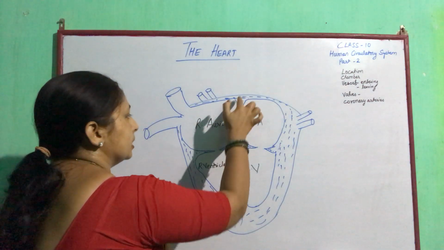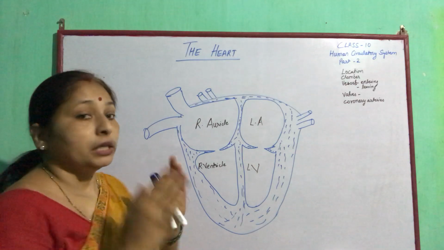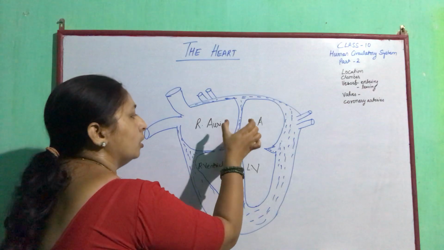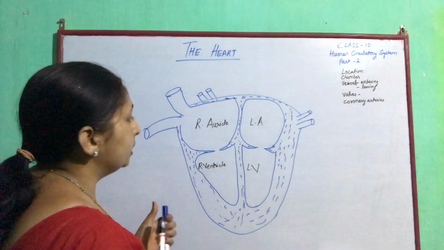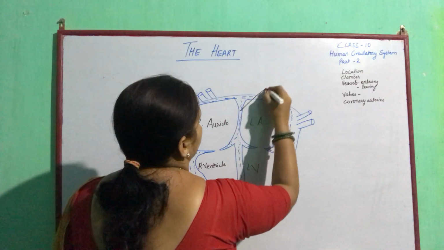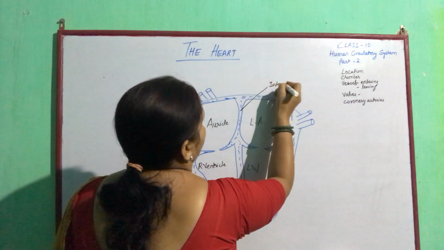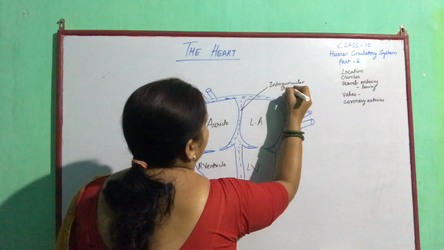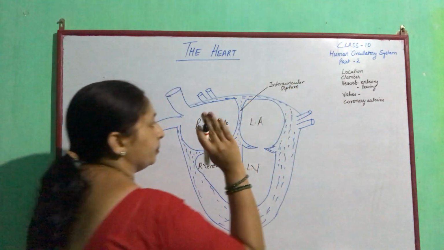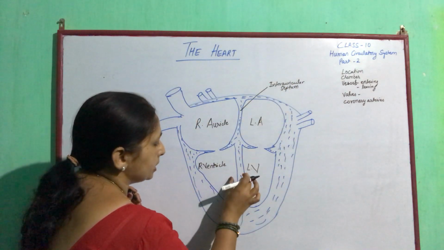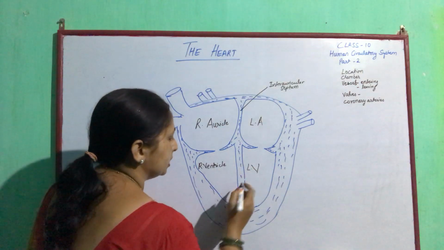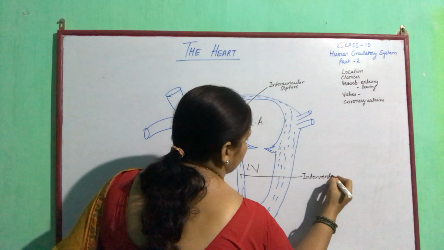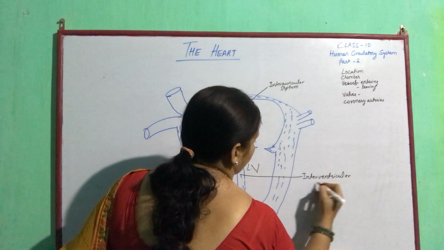These 2 auricles are separated by a thin muscular wall, which is termed a septum. Since it is between 2 auricles, it is termed the interauricular septum. Similarly, the septum present between the 2 ventricles is the interventricular septum.